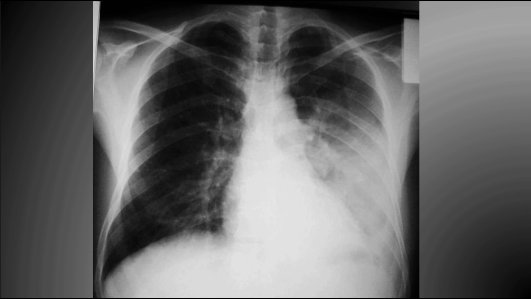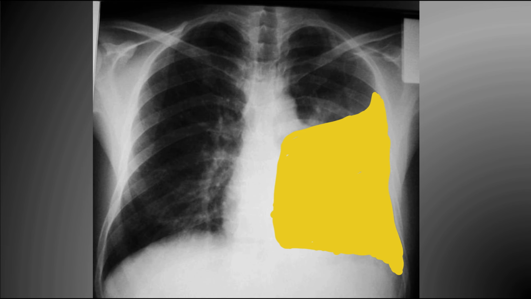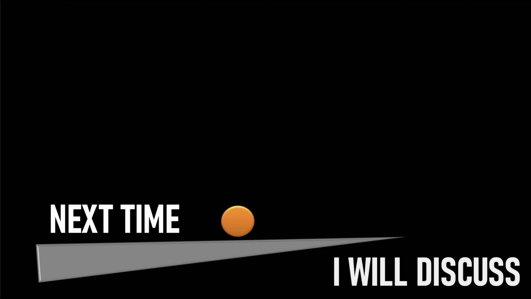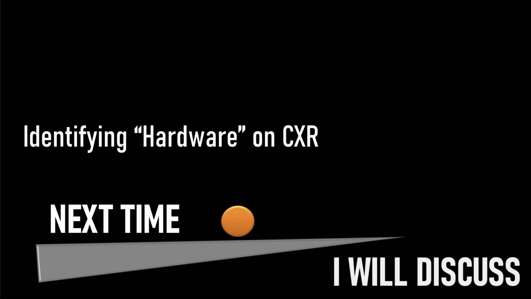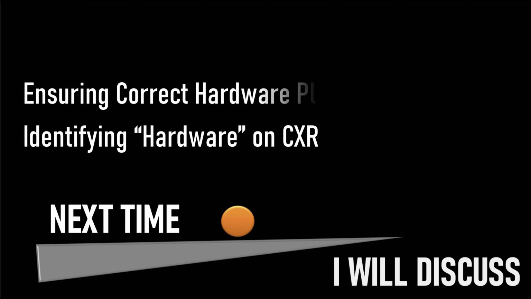Finally, this is left lower lobe consolidation, and I've colored it in so that you can see it. If you try and remember these X-rays, you'll find it much easier to identify abnormalities when portable X-rays are put in front of you in the ICU. In the next tutorial, I will discuss identifying hardware on chest X-ray, ensuring correct hardware placement. I'll see you then, and I guarantee you'll learn something.